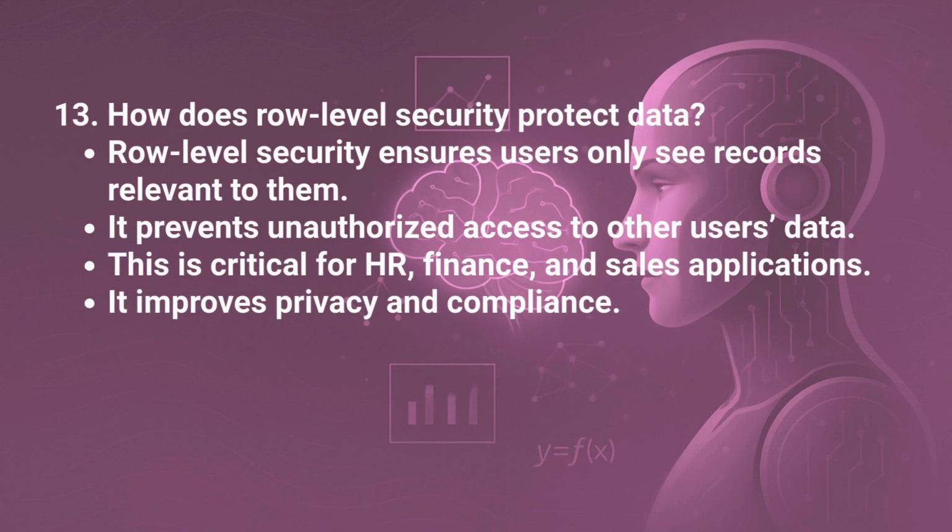13. How does row-level security protect data? Row-level security ensures users only see records relevant to them. It prevents unauthorized access to other users' data. This is critical for HR, finance, and sales applications. It improves privacy and compliance.